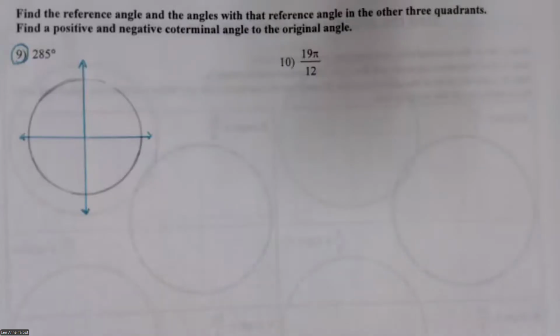Number 9. Find the reference angle and the angles with that reference angle in the other 3 quadrants. Find a positive and negative coterminal angle to the original angle.